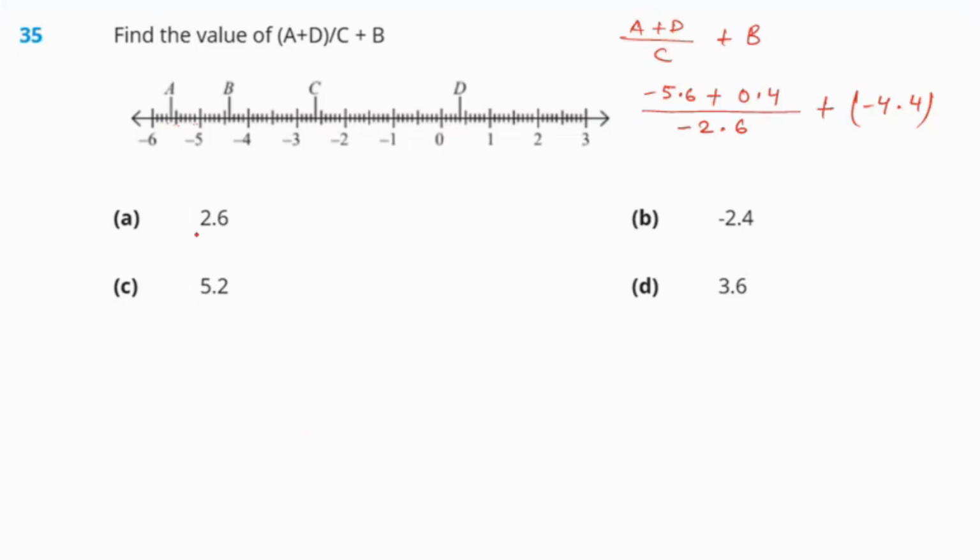So minus 5.6 plus 0.4. Okay, that gives us minus 5.2.